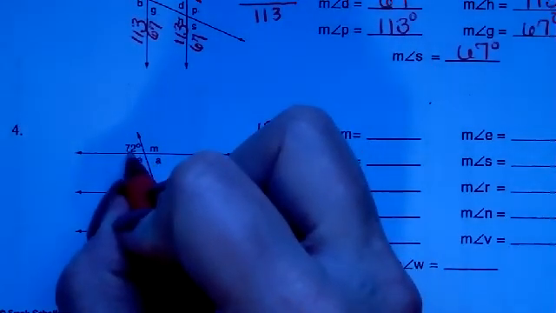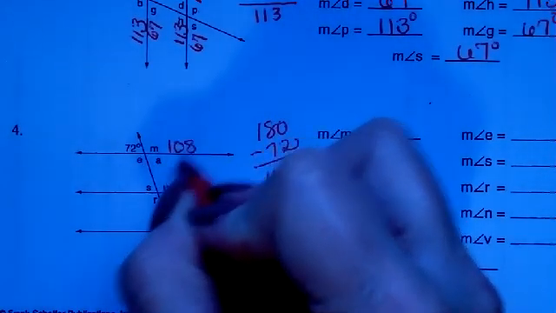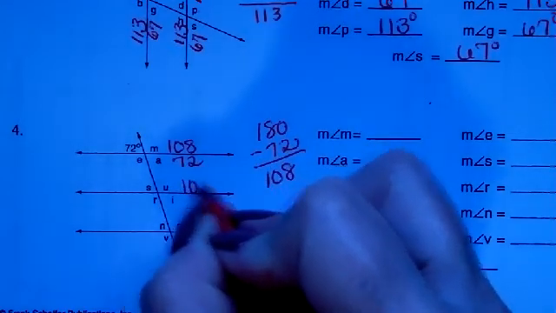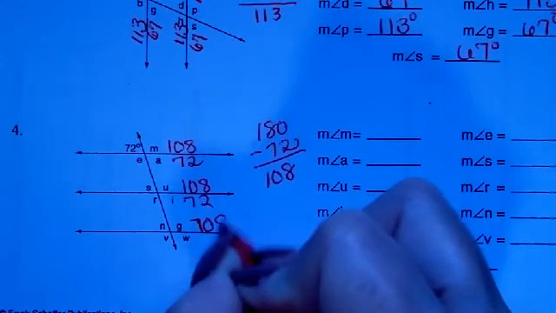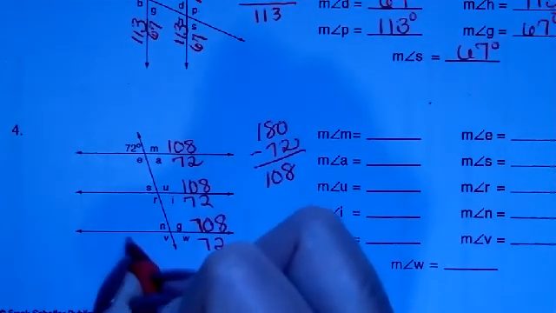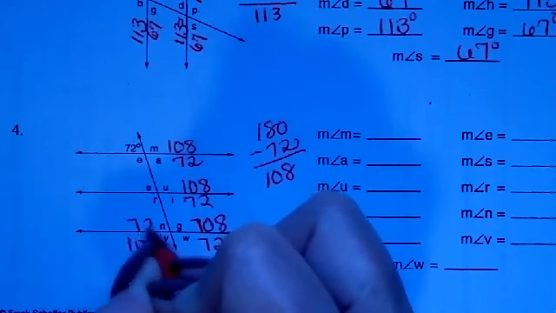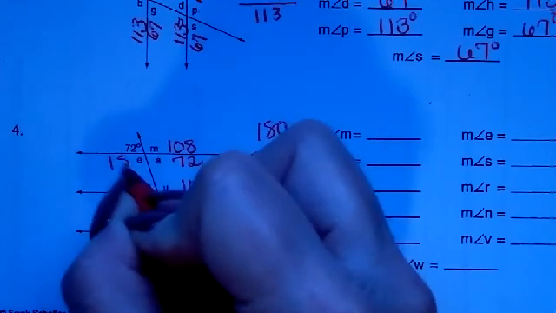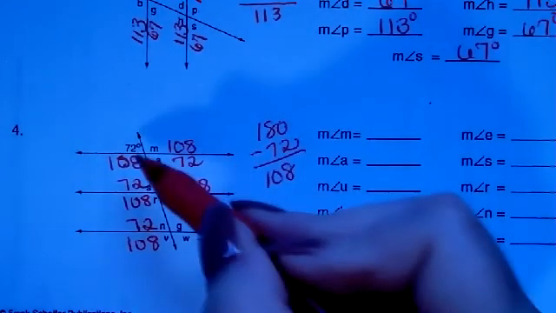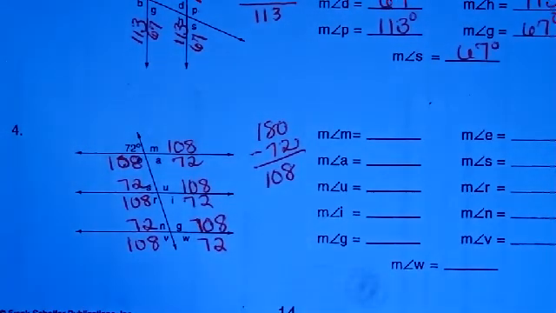So 72, 108, 72, 108, 72, 108, 72, 108, 72, 108, 72, 108, and I'm back at 72. So again, even though I had more than 2 parallel lines, I still ran around the circle alternating my numbers. Okay, now let's take a look. Let's fill in over here.